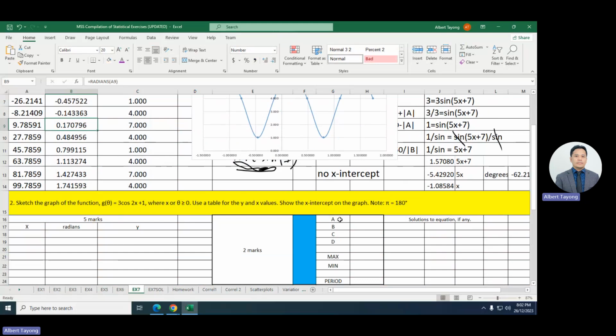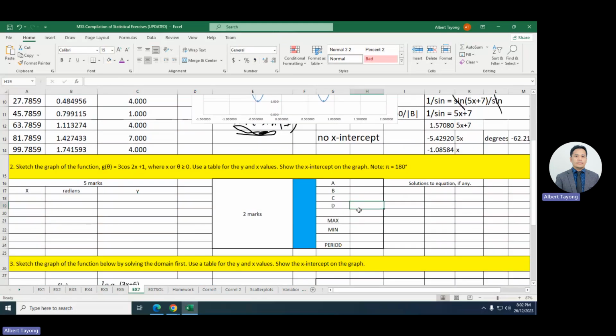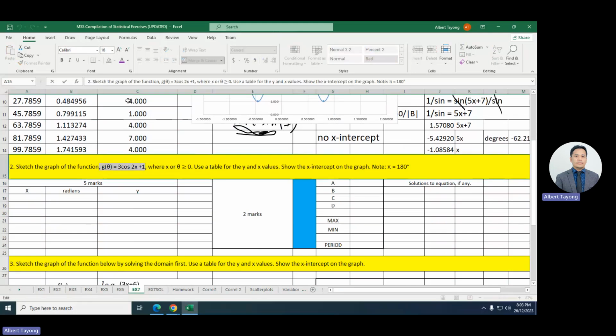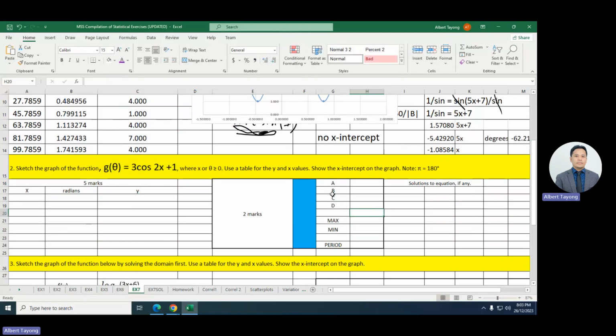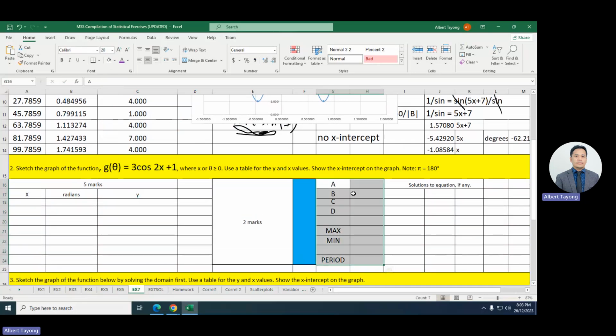Number 2, find A, B, C, D. A is what? Yes, Hamid, can you please give me A, B, C, D? Hamid or Haitham? What is our A? Very good. A is 3. What is our B? 2. What is our C? 0. And D.